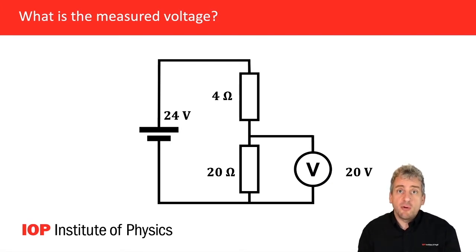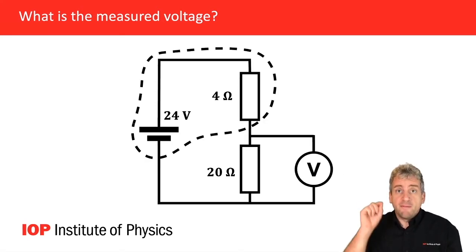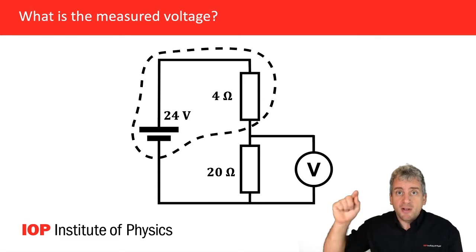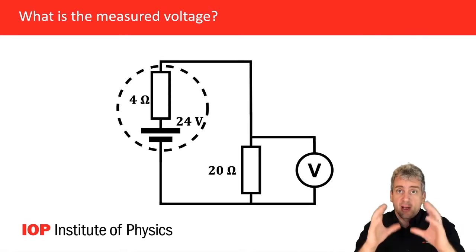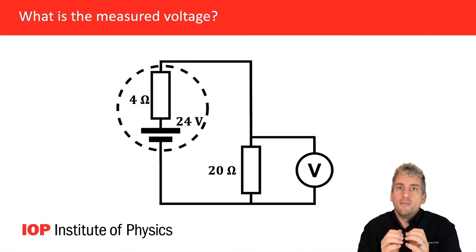Now here I've drawn it as a potential divider question. Of course, it's the same theory that will apply for the electromotive force and the internal resistance. It's just that we draw the circuit very slightly differently. That 4 ohm resistor is actually part of our power supply or battery. Normally we draw it enclosed in a single circle, but the physics is exactly the same.